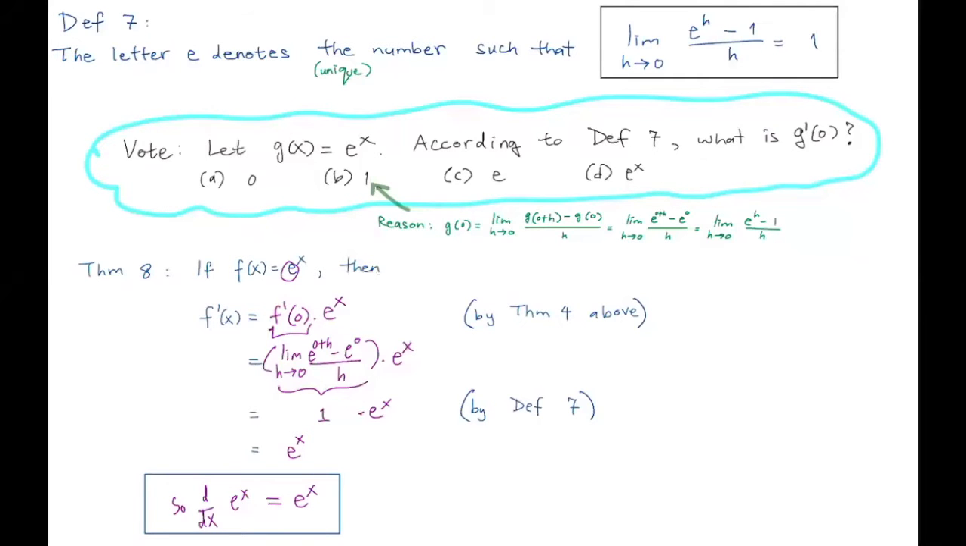Last time I mentioned that there are many definitions for this number. One of the definitions that some books start with is to define e to be the unique number such that that number to the x is equal to its own derivative.